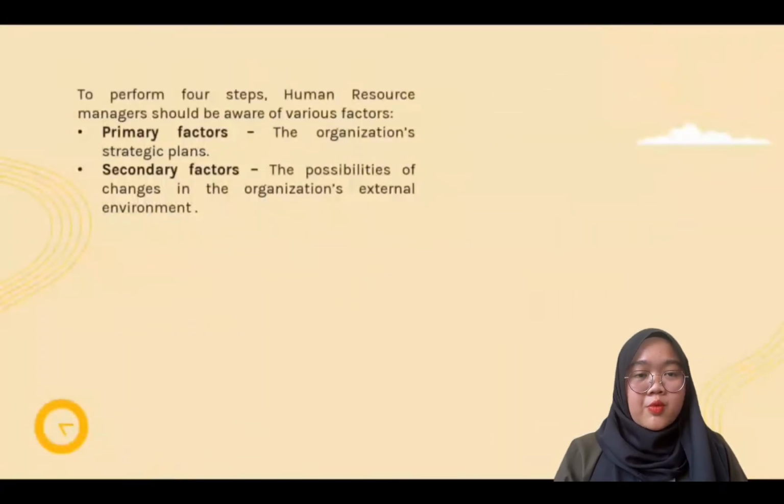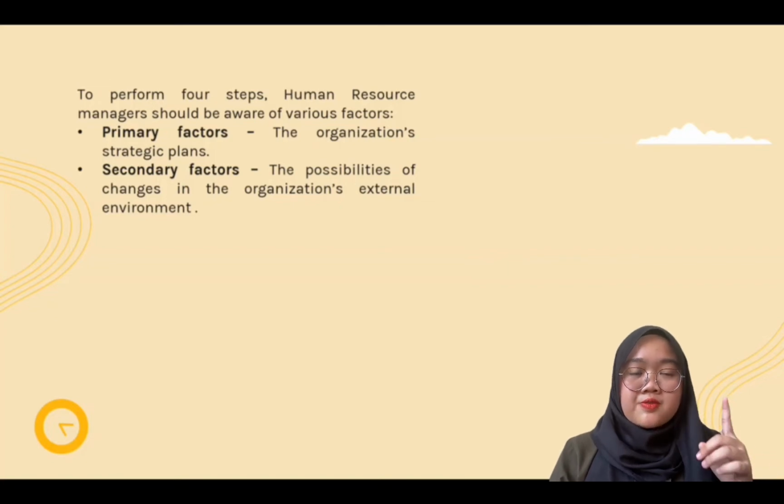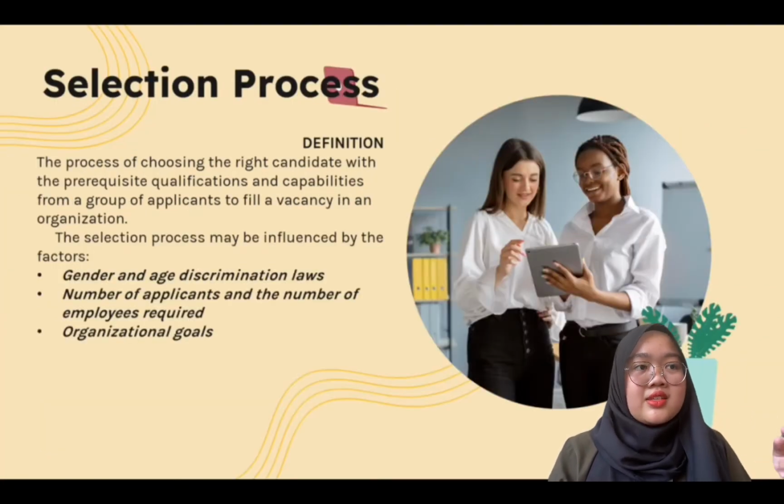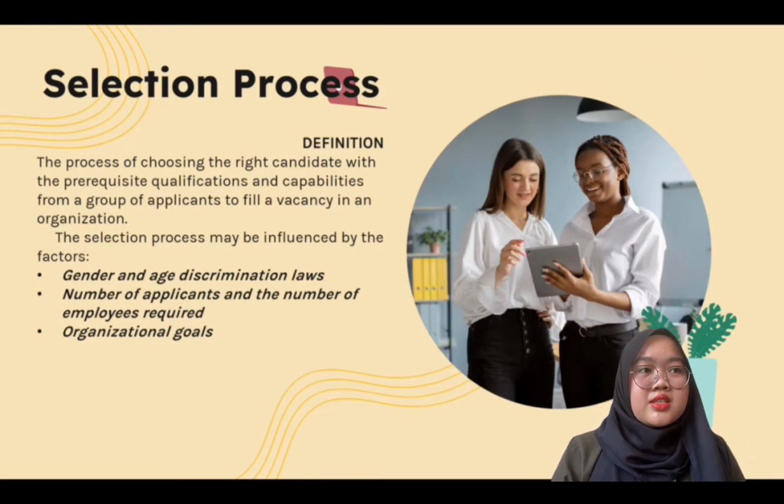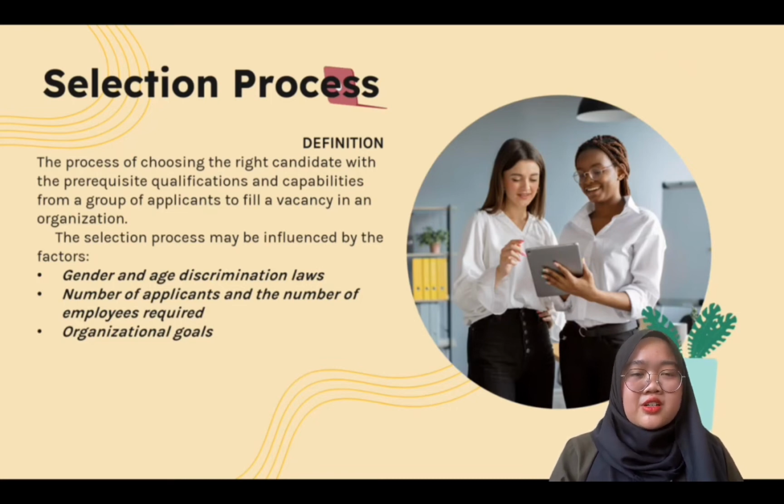To perform the 4 steps that I just said, human resource managers should be aware of various factors. The first factor is primary factors and the second is secondary factors. It's important because primary factors refer to the organization's strategic plans. It's more focused on the strategic plans, what the organization wants to do in the future. And secondary factors refer to the possibilities of change in the organization's external environment.